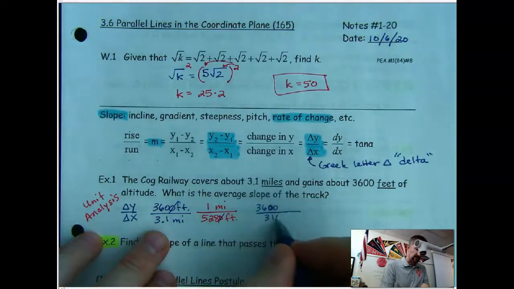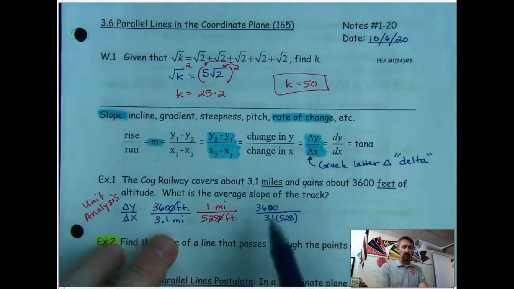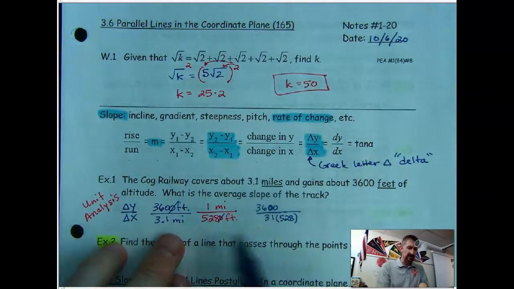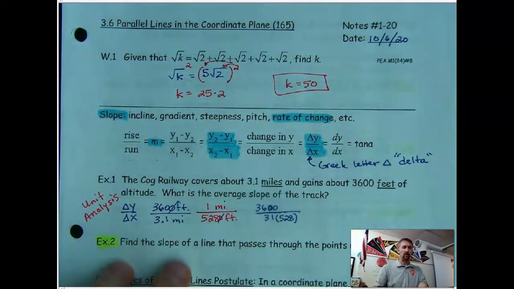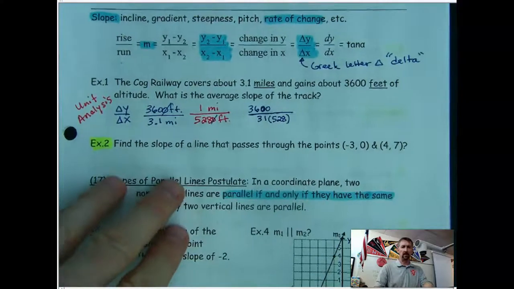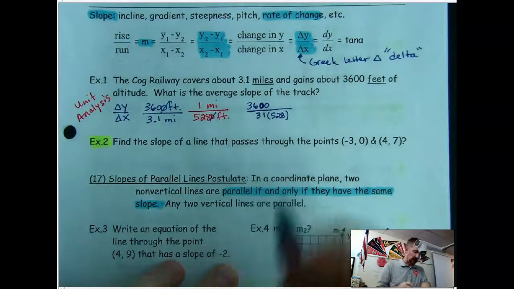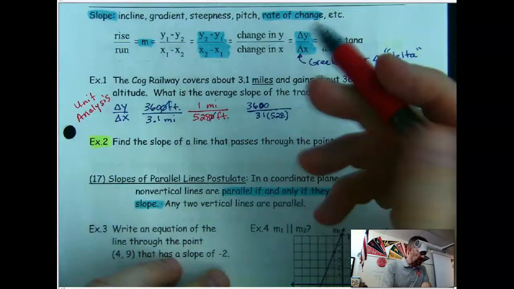I guess I could squeeze the 528 down there also. Okay, so you may be wondering why we did that. It's just we don't want a decimal in a fraction. That's a little bit awkward. Okay, so now we can reduce across here.